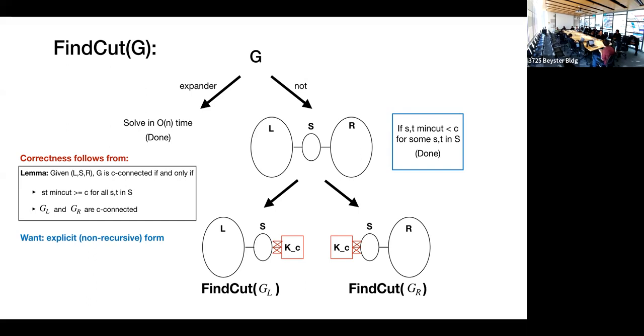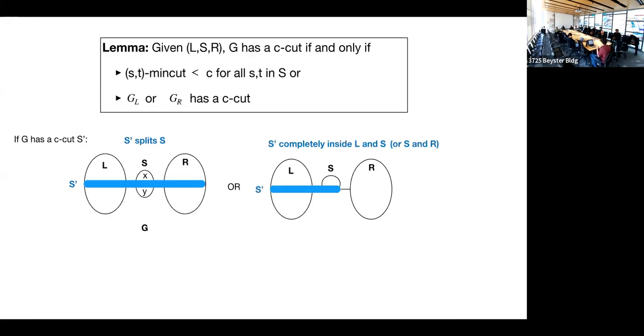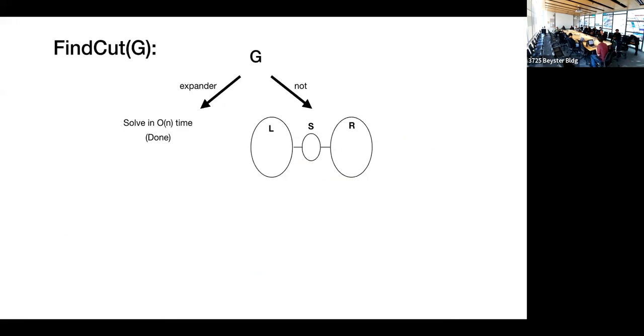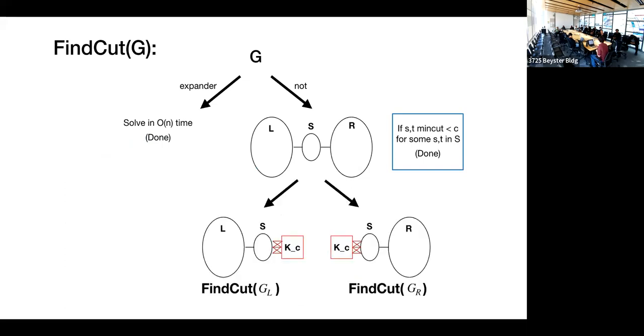When you say ST min cut, is it the edge min cut? Sorry, yes, this ST min cut means the vertex min cut. When I say cut here, it's always a vertex cut. For example, in this left figure here, S prime is an XY min cut, for example. So yes, it always means vertex cut.